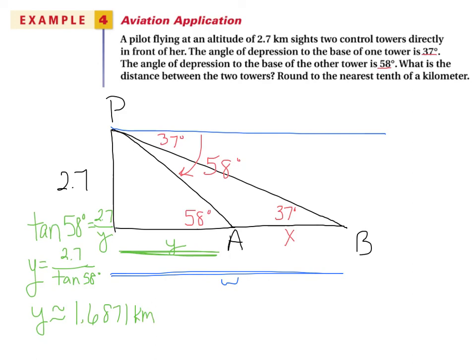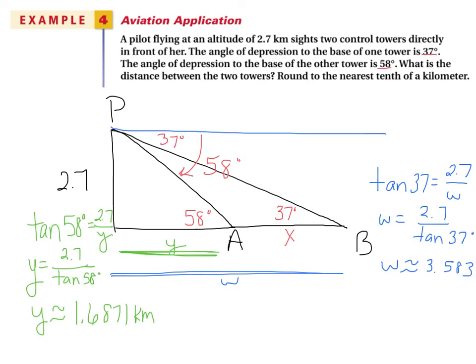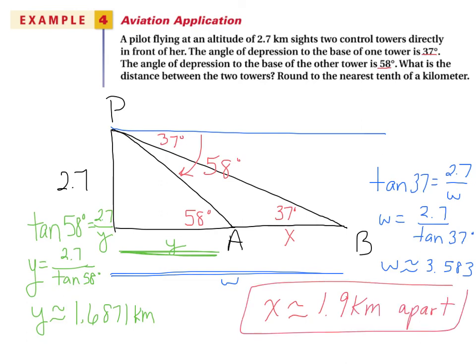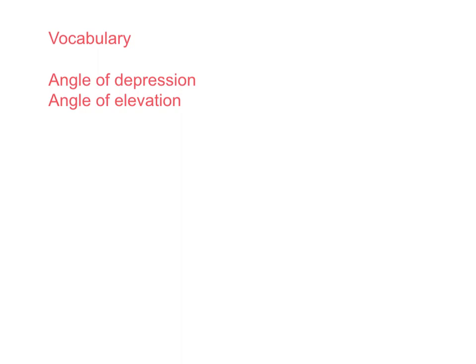Now, to find w would be tangent of 37 degrees equals the opposite side divided by w, the side we need to find. This would give me w equals 2.7 divided by tangent of 37 degrees, which gives me approximately 3.583. Now I have to subtract the difference, which gives me x, and that means they are about 1.9 kilometers apart. If I subtract them and round to the nearest tenth of a kilometer, that would be my answer, approximately 1.9 kilometers. Your vocab words are angle of depression and angle of elevation.